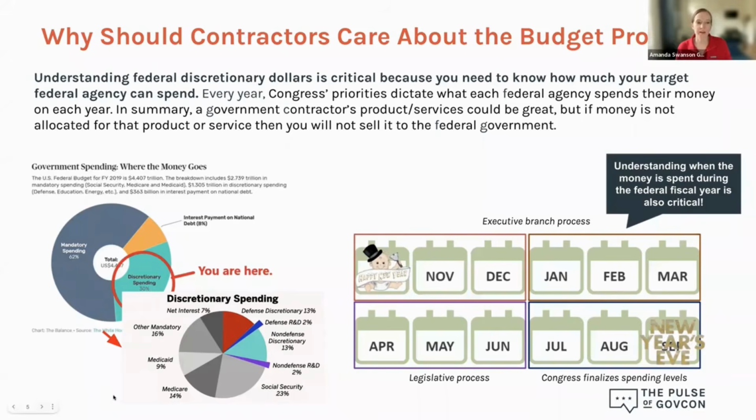I'll also point out this chart over here on the bottom left. Discretionary spending is a relatively small portion of the federal budgetary pie. You'll see 2/3 of that spending is made up by mandatory spending. And at the time of the creation of this chart, interest payment on the national debt was 8%. That number will continue to go up. So barring huge increases in the federal budget, the discretionary spending allocation will continue to decrease. So it's important to know exactly where those dollars are going to maximize your access to opportunities.